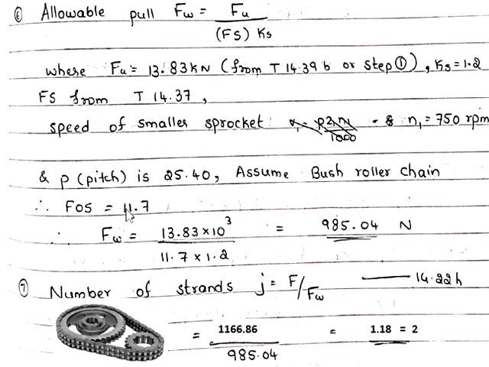Then find out the Fw value. Substitute all the values Fe, Fs and Ks in this equation. You will get Fw as 985.04 Newton. Then find out the number of strands, J equals F by Fw. You will get the number of strands as 1.18. But the number of strands cannot be in decimals. It has to be a full number. So round it off to the next higher digit. So the number of strands will be 2.